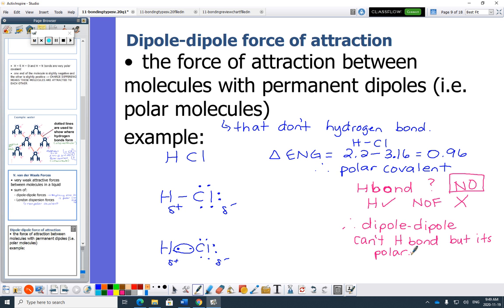Even if you just wrote dipole, you don't have to, again, chemists are lazy. You don't have to write dipole-dipole. You could just write dipole. That would be good enough.